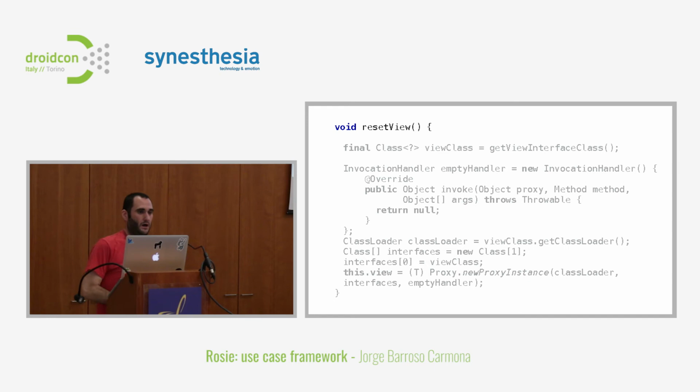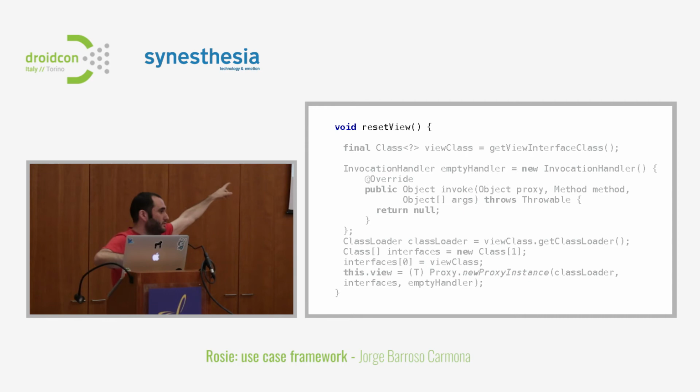Or, for example, AspectJ in the past, when you execute things before or after a method. What we are doing is creating this invocation handler that is going to be the dynamic proxy, and when invoked, it does nothing. This is the handler. We say, search the classes, create them, and when somebody invokes the method view, you replace it with this one.